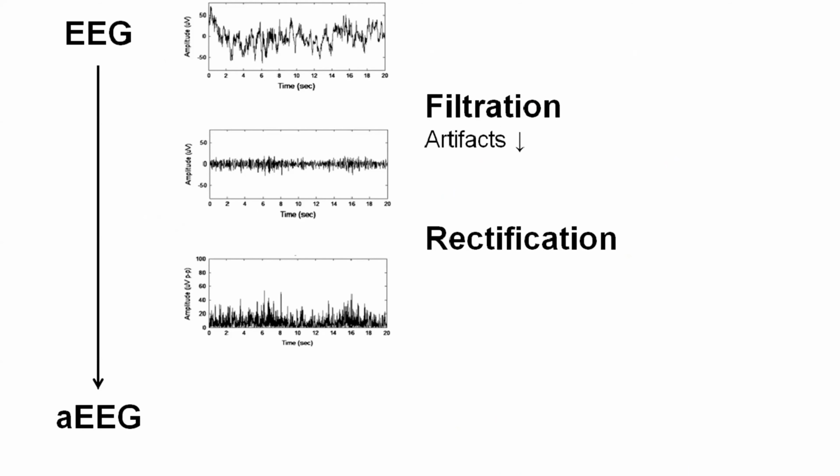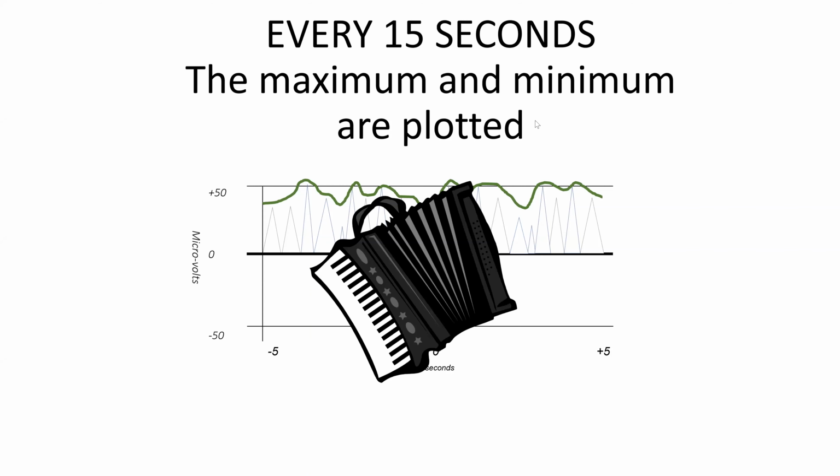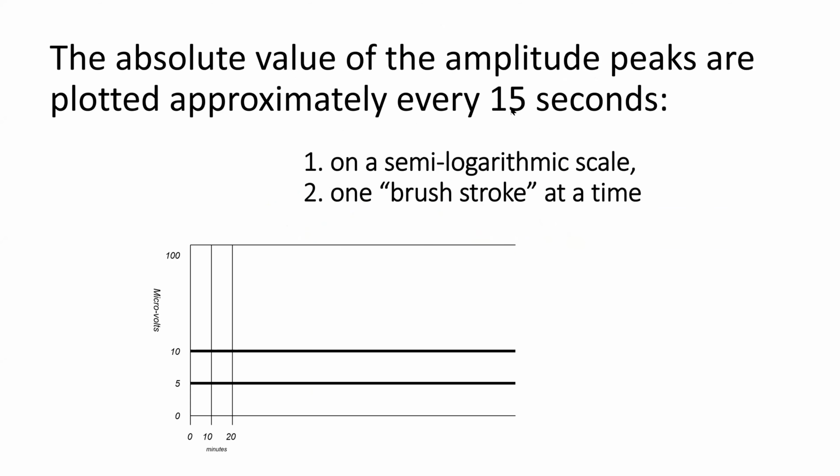In a longer class, we would talk about them in more detail, but basically know that the machine does some calculations on the actual raw EEG to then transform it into aEEG. And what I really want to make sure that you understand, because it really helps you to understand the patterns we're going to talk about here in a second, is that about every 15 seconds, the monitor looks for the maximum activity and the minimum activity. And it squishes this together and plots it one brush stroke at a time on a very fixed scale.